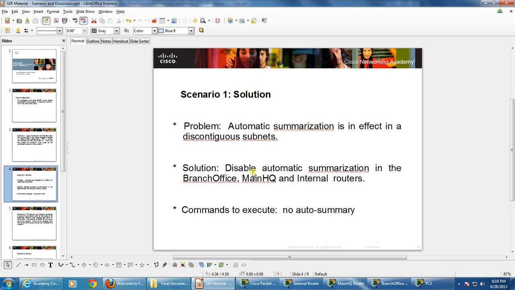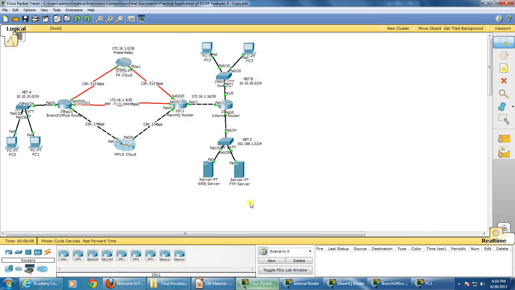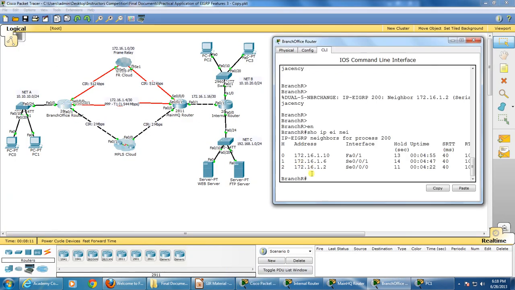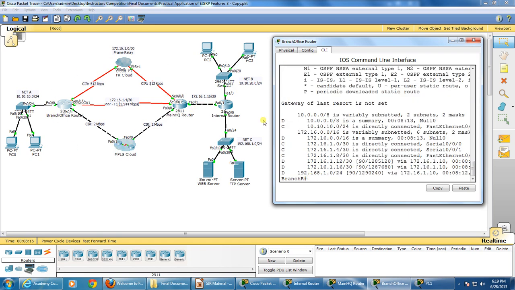The only solution here is, of course, to disable automatic summarization on all three routers, and our command should be no auto-summary. Let's first check its routing table, by the way, with show ip route. You will notice that in the branch office, we don't have any entry for net B, which is 10.10.20.0. We only have 10.10.10.0. This is because the main office router is updating the branch office router with a summary address of 10.0.0.0.